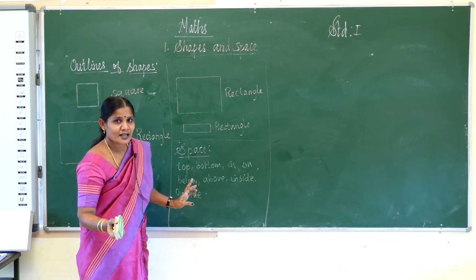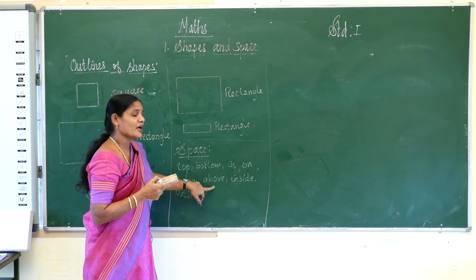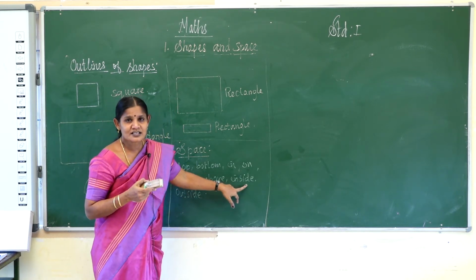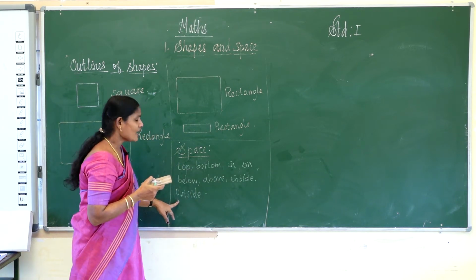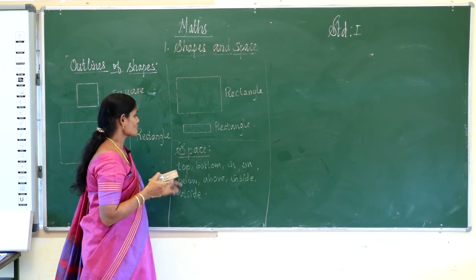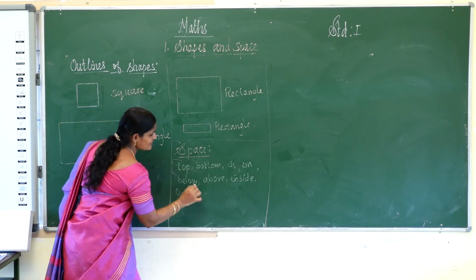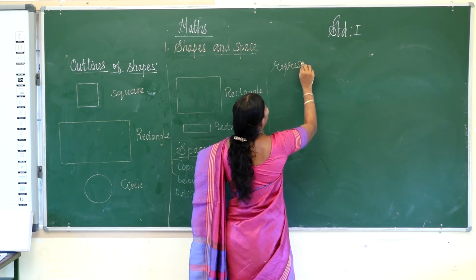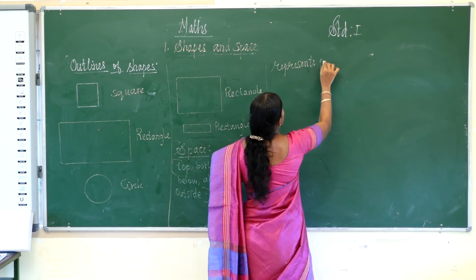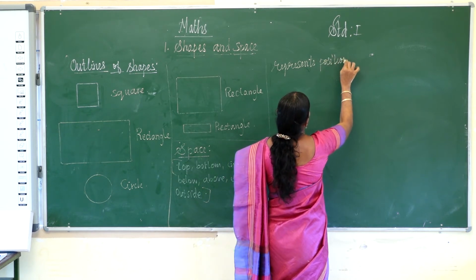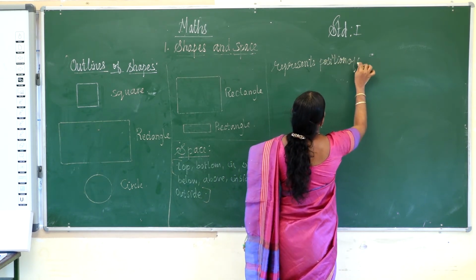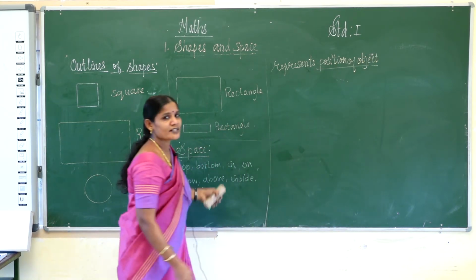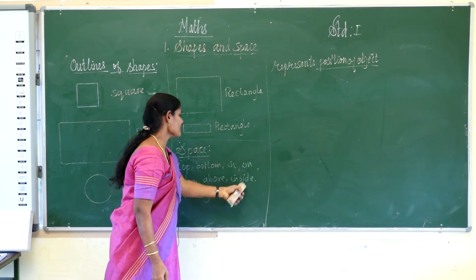ஒரு மவுஸ் வந்து எங்கே இருக்குது? Below the chair. Above, a crow is above the tree. Inside, a girl is sitting inside. Then outside, a boy is playing outside. So these space words represent the position of an object. இந்த வேர்ட்ஸ் வந்து அந்த ஆப்ஜெக்ட் வந்து எந்த பொசிஷனில் இருக்கோ அதை ரெப்ரசன்ட் பண்ணா the words.